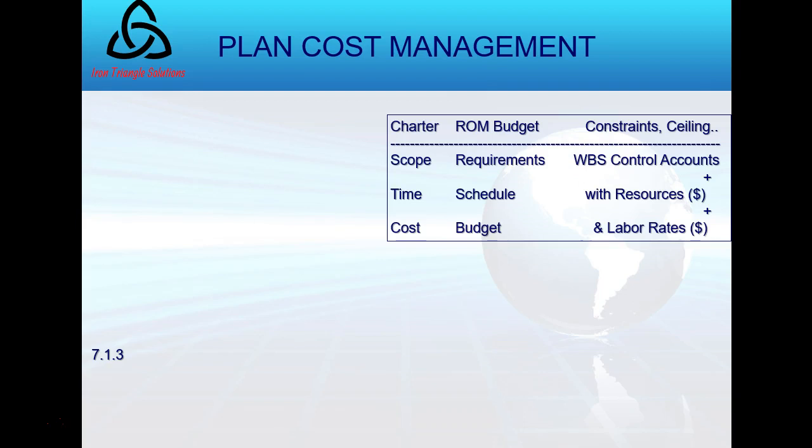Then in scope management, we talked about requirements. And in the work breakdown structure, we talked about control accounts. Control accounts are the numbers you add to the work packages so you can aggregate things back up. And those largely are about cost management.